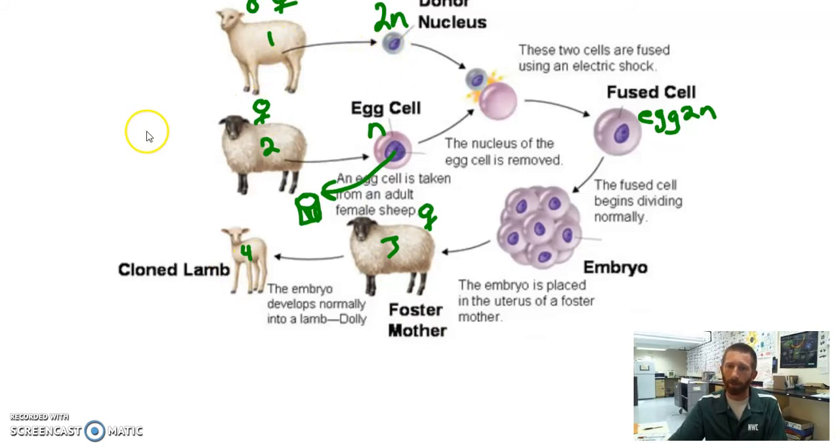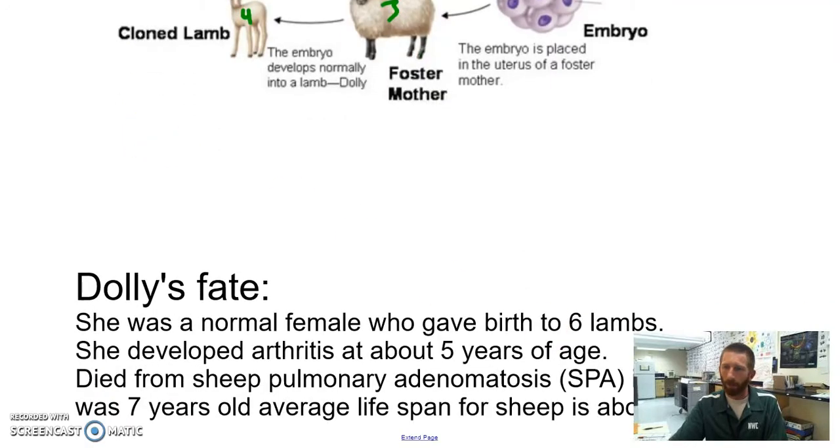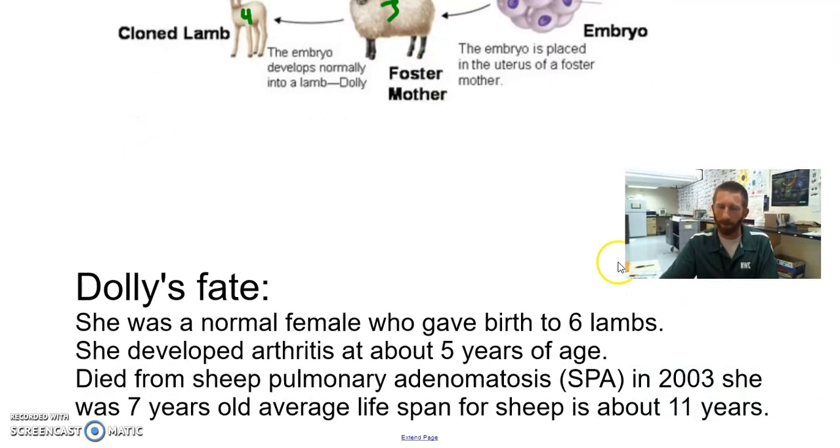Now, it's interesting to look at the fate of Dolly. You don't need to write this down. You don't need to memorize this, but it's just kind of cool. So, a normal female, during her lifetime she gave birth to 6 of her own little lambs. She developed arthritis at about 5 years of age. Normally sheep don't develop arthritis until like 8 or 10. She died from a lung disease, which is common in older sheep. So she was 7 years old when she died. Normal lifespan for a sheep is about 10 or 11.